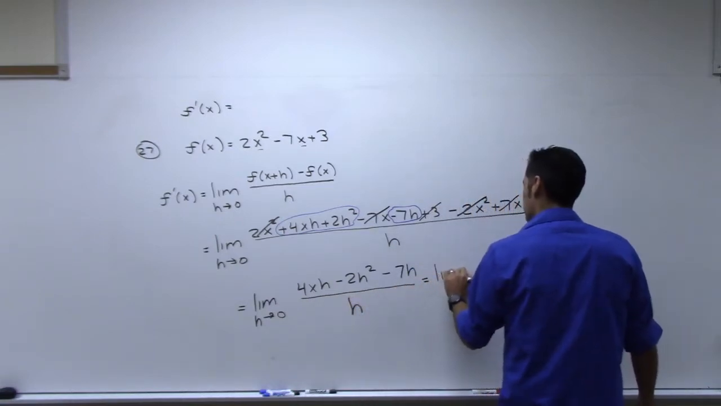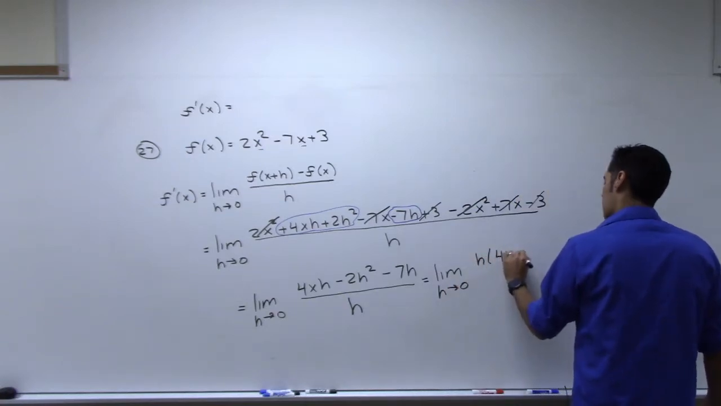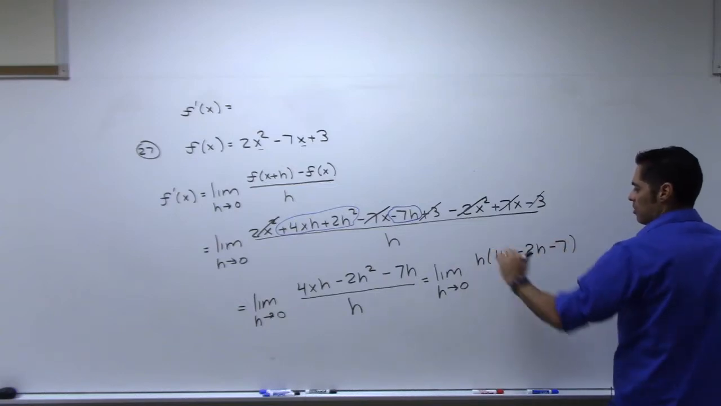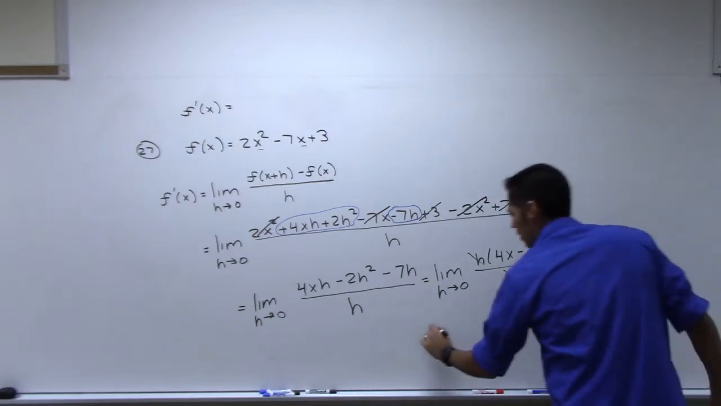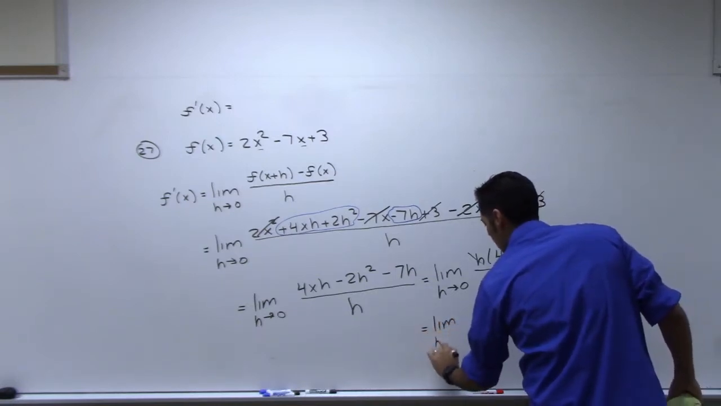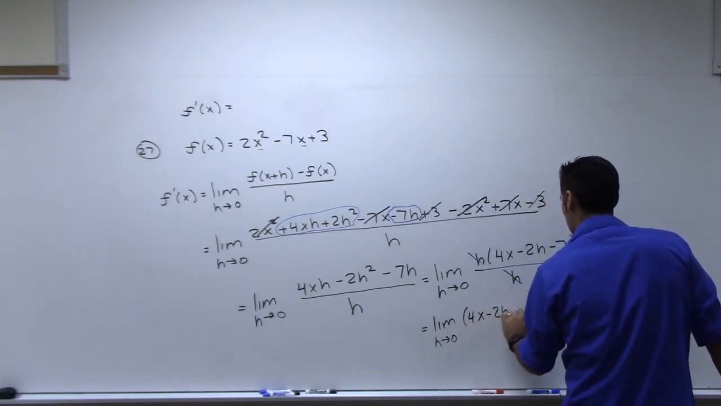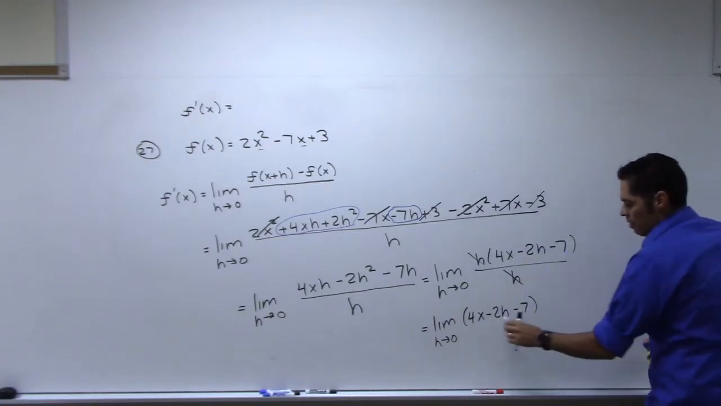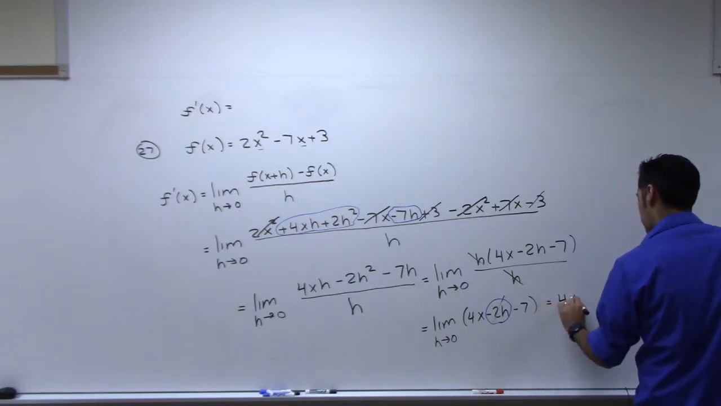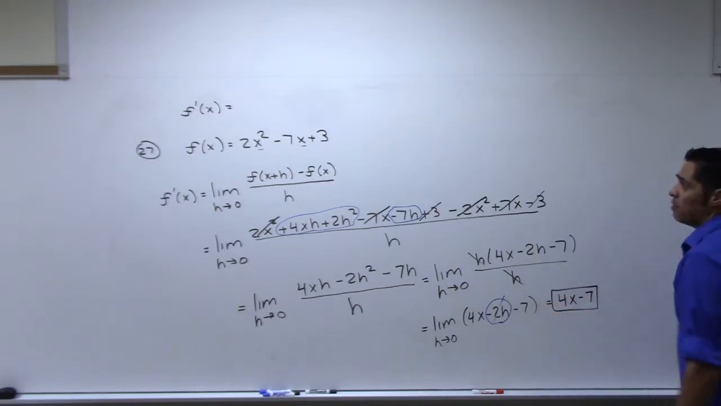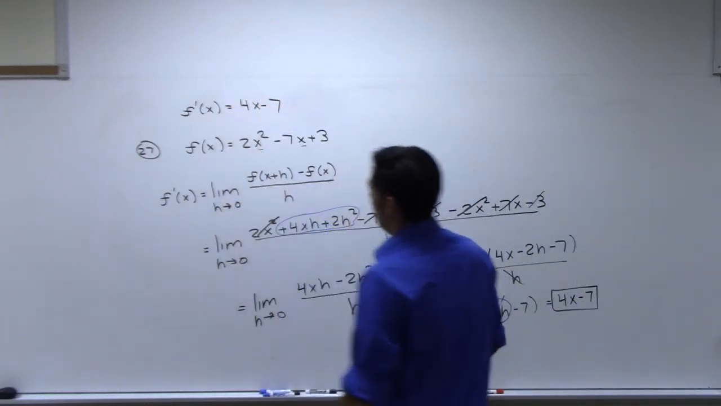If we take that limit, we get 0 over 0. So we're going to do some algebra. We pull the h out on top, factor that h out, and then cancel the h's. And now all you're left with is this. So again, I write the limit one more time, h goes to 0, and I have in here 4x minus 2h minus 7. Now if I let h go to 0, it's going to kill that entire term off. And all I'm left with is 4x minus 7. That's my derivative. There we go. Very nice.